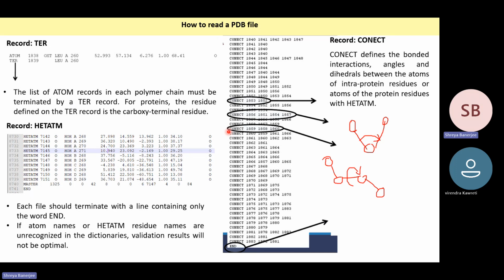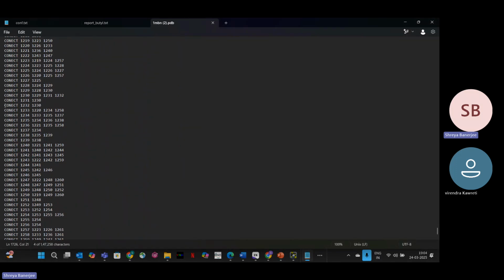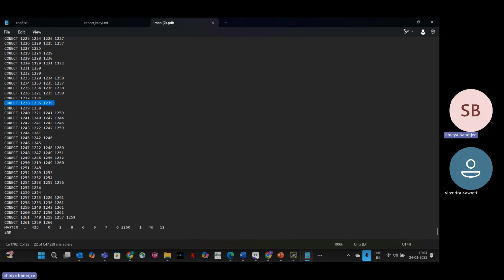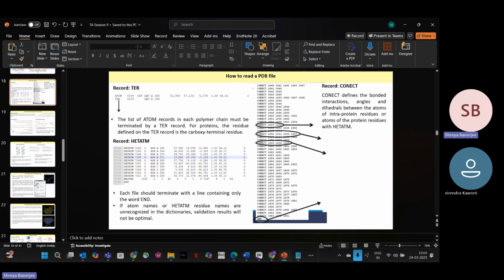So when you have the word CONECT followed by 3 numbers, that means atom number 1859, 1858 and 1860, 3 atoms form an angle between them. So this CONECT basically defines wherever there are bonded interactions, angles and dihedral angles. And finally, at the end of each file, there should be the word END. So if you go down, you can see the CONECT. This is defining that there is a bond between 1832 and 1830. This is defining that 1238, 1235, 1239, there's an angle between them. And you can see at the last line of this PDB file, there is the word END. So this is what defines a PDB file. Just 1 second.